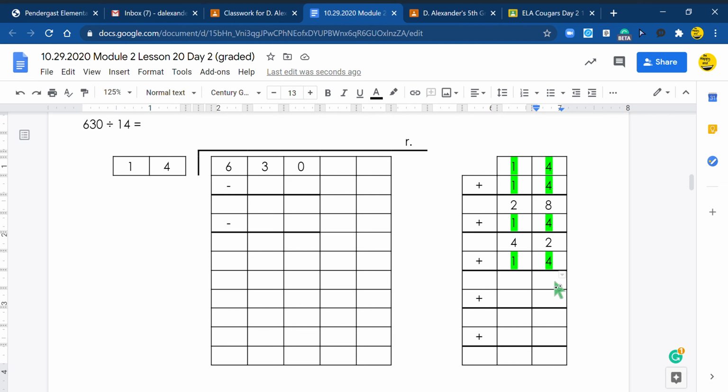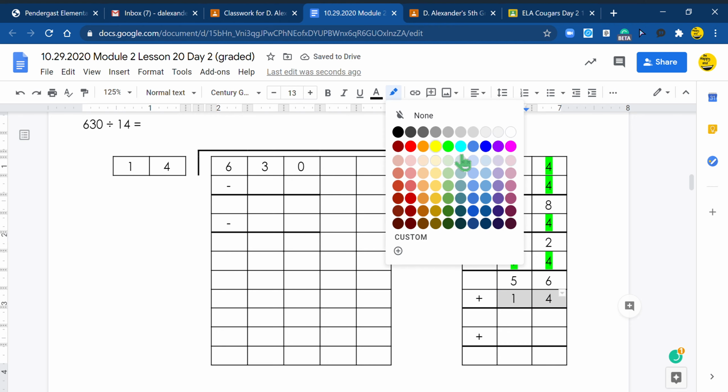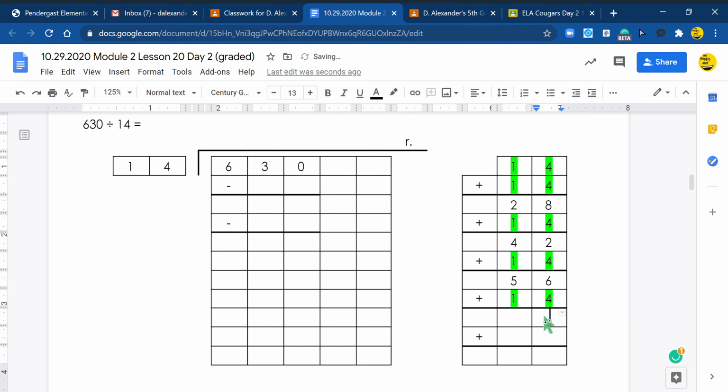Here we go. I'm still adding. I always make sure to get 5 of them. 1, 2, 3, 4. I have one more to go, you guys. Okay, so ladies and gentlemen, I have 5 of my divisors added up. I have the divisors highlighted in green so that I know exactly what I'm doing.